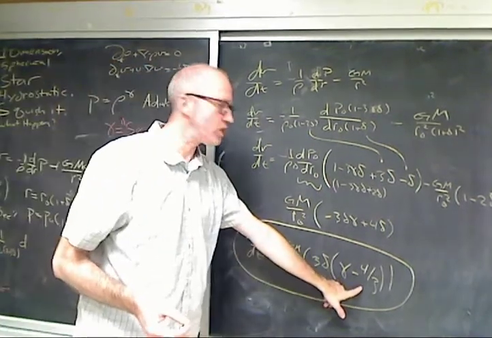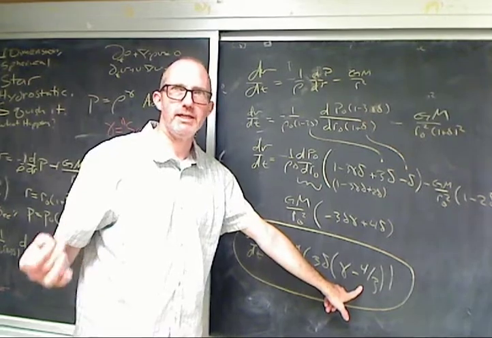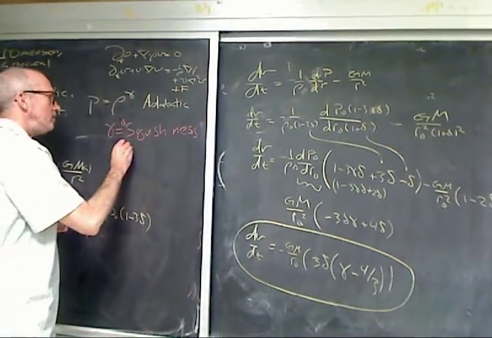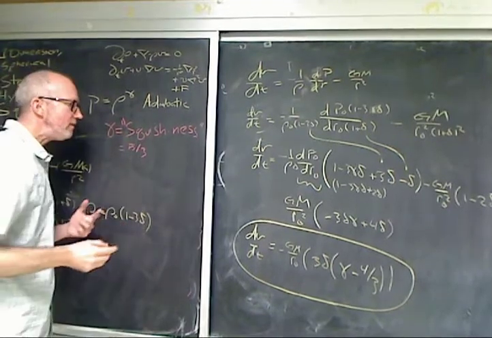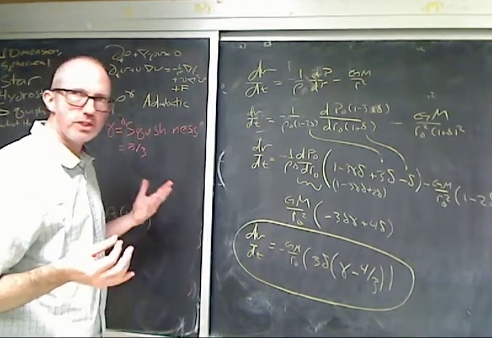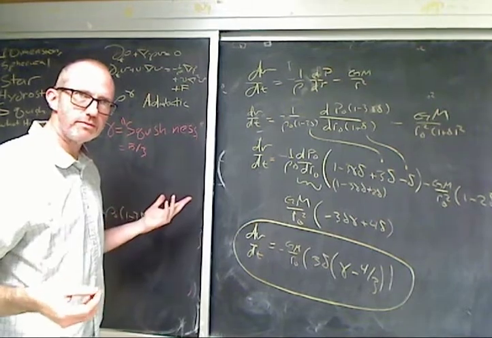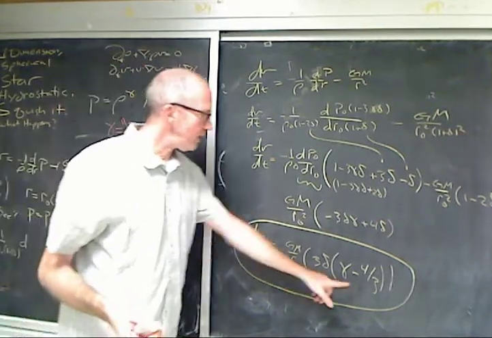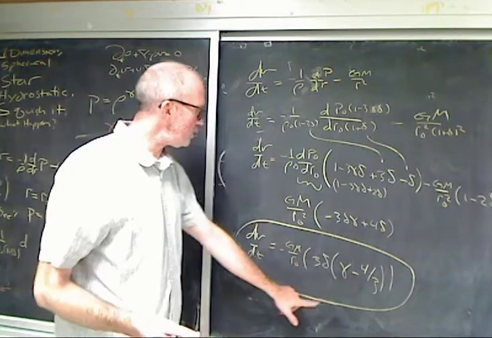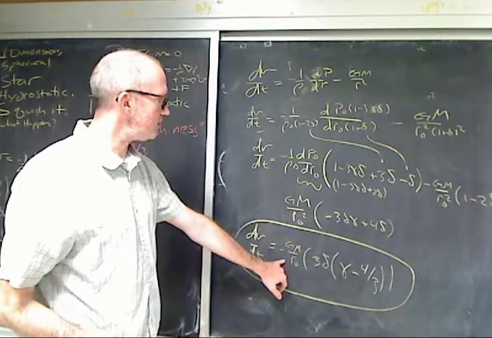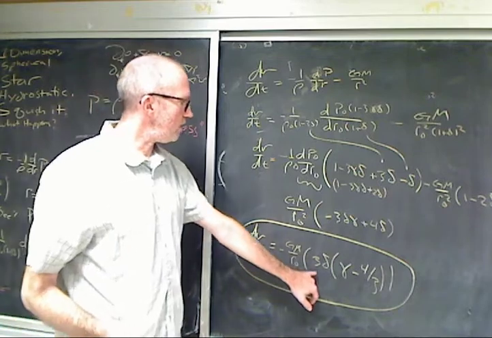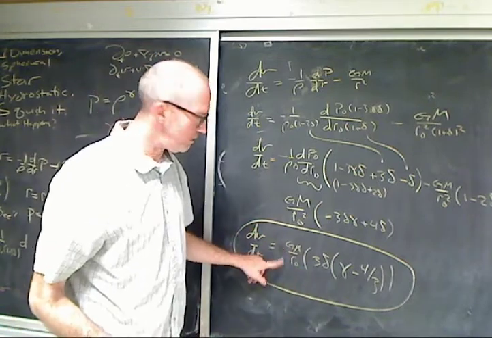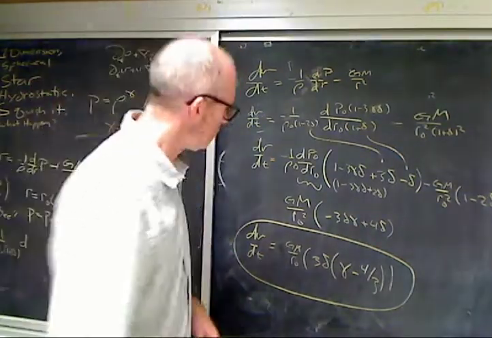So if my gamma is squishy at 4/3, normally for a monatomic gas, for just hydrogen, gamma equals 5/3. If I can make my gas a little bit squishier, which I can do in some ways, which we'll talk about probably not in this class, then I can make gamma lower. And so this changes. dV/dt is minus GM over r times 3 delta. So if, oh wait, that's a plus there. Right. Oh no, there's a minus. That's right.